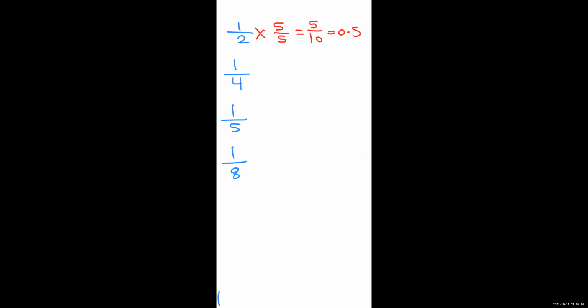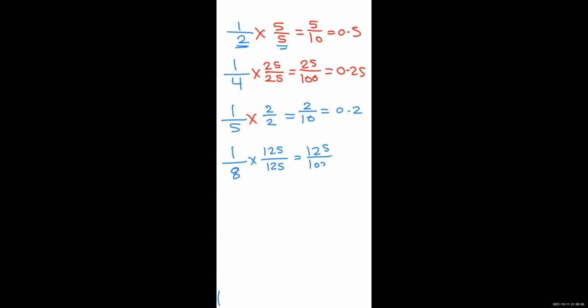Okay. If the denominator is 4, just multiply the number by 25/25, so it will equal 25/100, which means 0.25. If the denominator is 5, multiply by 2/2, which means 2/10, 0.2. If the denominator is 8, just multiply it by 125/125, which means 125/1000. So it will equal 0.125.